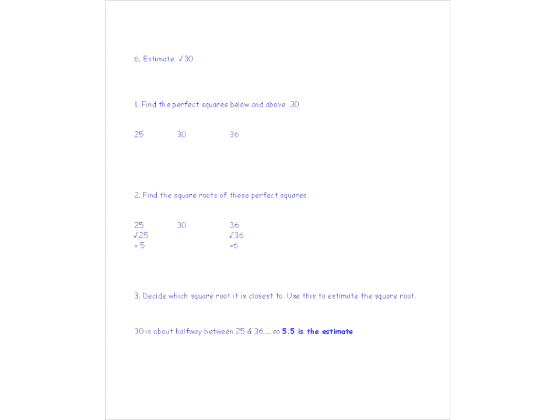I'll just go over this one quickly. Square root of 30. We find the perfect squares above and below, 25 and 36, right? The actual square roots are 5 and 6. And then we say, which one is it closest to? Well, in this situation, it's really close, right? 30 is almost the same distance away from 25 as 36, so 5.5 would be a pretty good estimate for that.